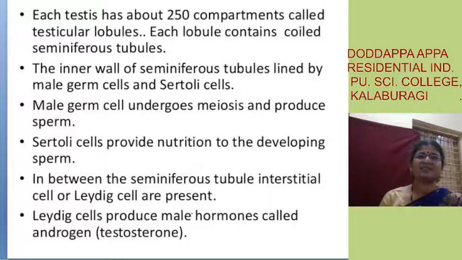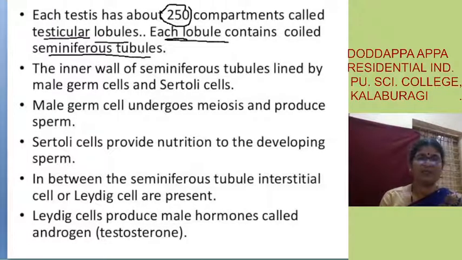Now each testis has got 250 compartments, which are called testicular lobules. Each lobule contains highly coiled structures which are called seminiferous tubules. These seminiferous tubules are very important, because in the seminiferous tubules only the sperm production will take place. That is there in the coming sentence.